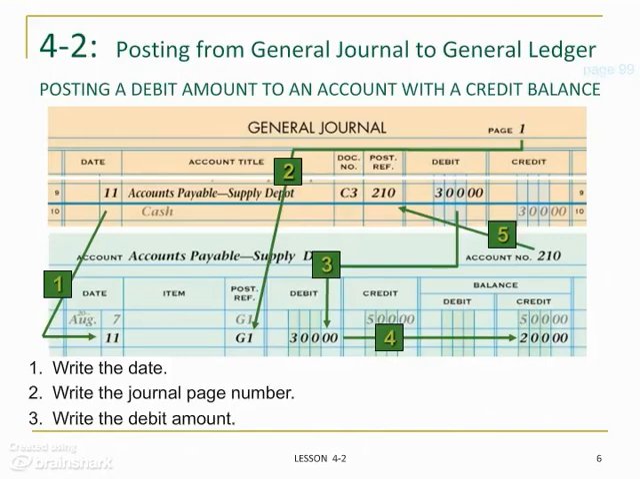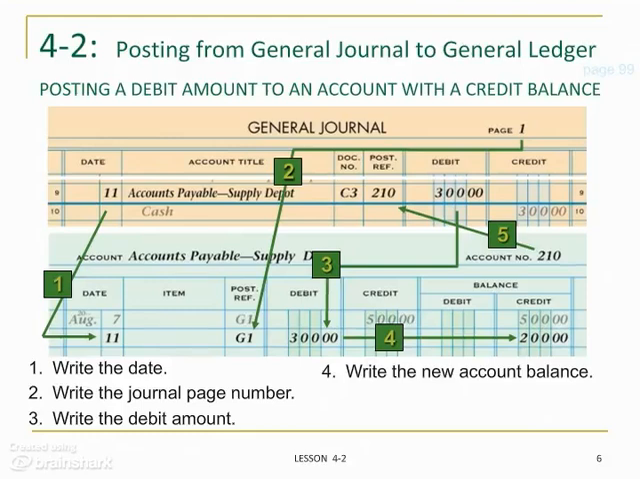Then we're going to write the debit amount. This transaction had a debit of $300. We're putting that in the transactions columns, the T account columns, if you will, of the general ledger. We're posting that debit of $300 into that column. Then we have to bring the balance over. We're bringing the balance of $300 over.